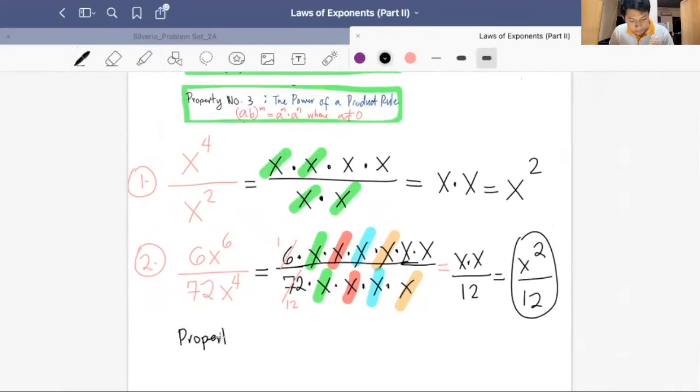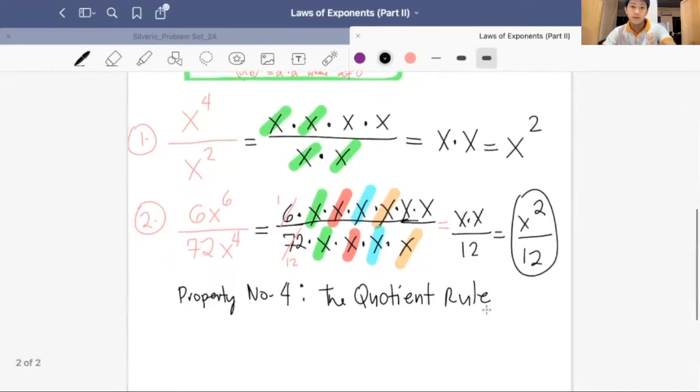Property number 4, the quotient rule. In this case, class, the quotient of two expressions with the same base can be simplified by obtaining the difference between the exponent of the numerator and the exponent of the denominator.